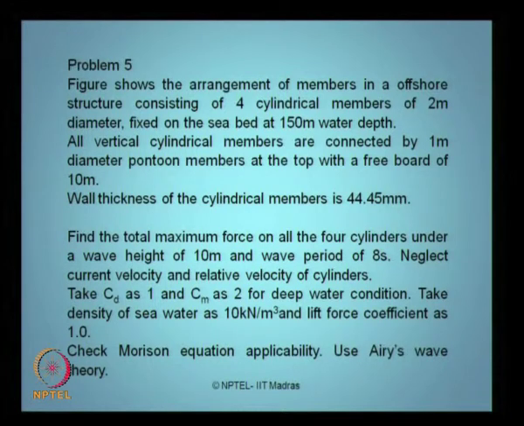44.45 millimeters. Find the total maximum force on all the 4 cylindrical members under the wave height of so much and wave period of so much. Neglect current velocity and the relative velocity of the cylinders. Take CD, Cm and density as given here. Check the Morrison equation applicability, use specifically Airy's wave theory. That is the catch in this problem.